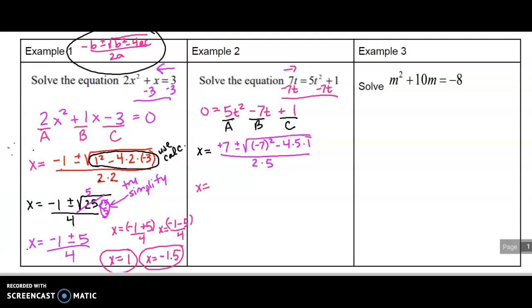So then remember, I'm going to type this, just what's in the root, into a calculator with those parentheses, or open up a window in your computer and type that in. So I'm actually going to do that. So I get 29. So I get 7 plus or minus root 29, and then divided by 10.